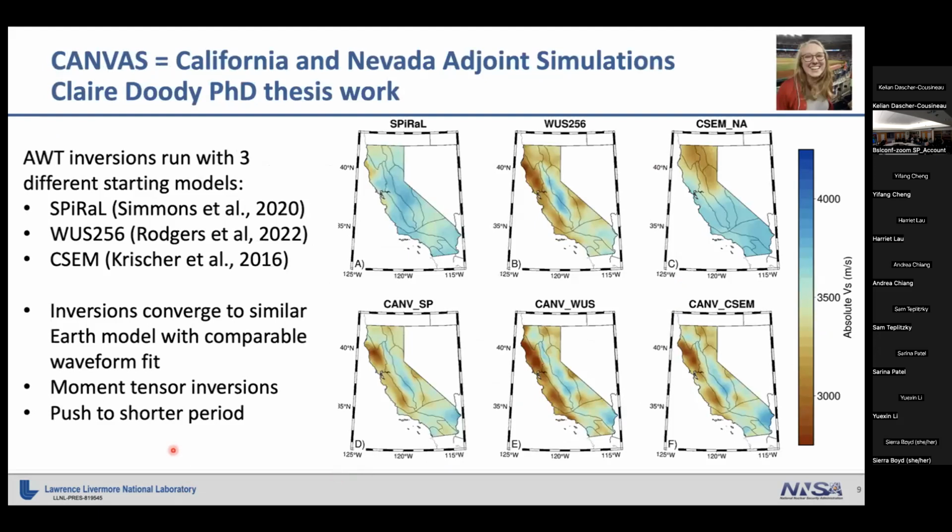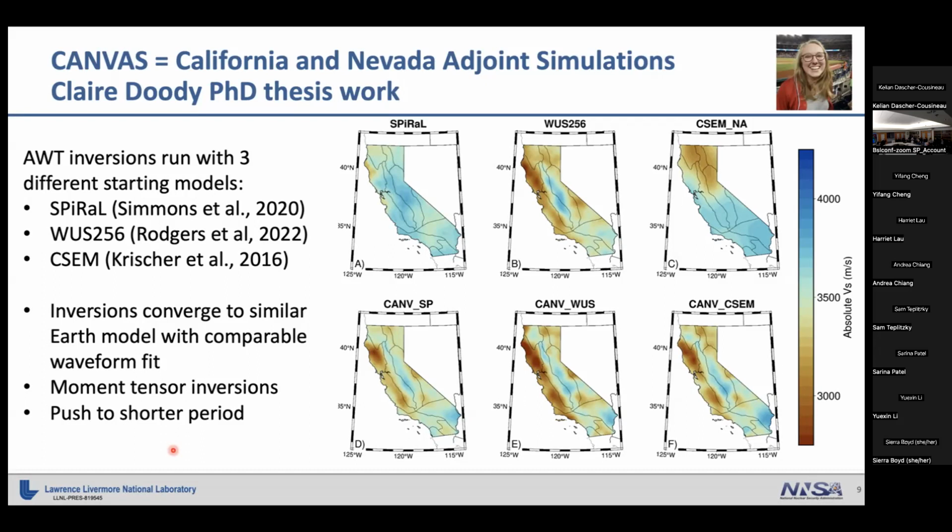In addition, Claire was also working on a more local model, focusing on the California and Nevada region. This is a comparison of using different starting models. I didn't mention before, but for WS256 we start with a 3D model developed at Livermore called Spiral. This project looks at different starting models and how that impacts the final inversion. One key takeaway is that the inversion converges to a similar Earth model with comparable waveform fits.